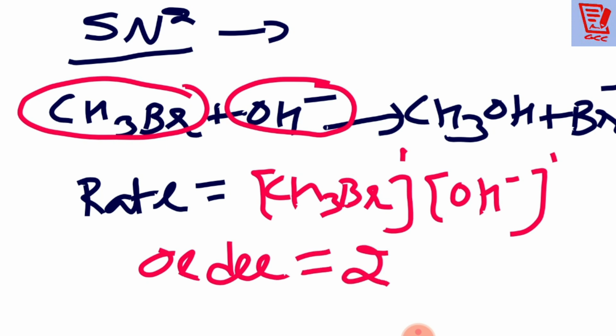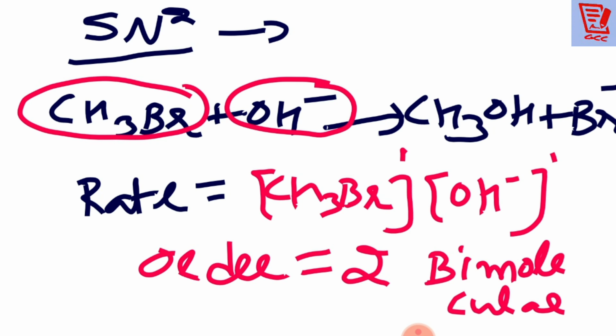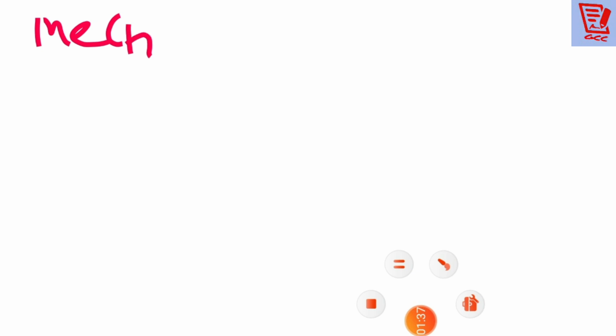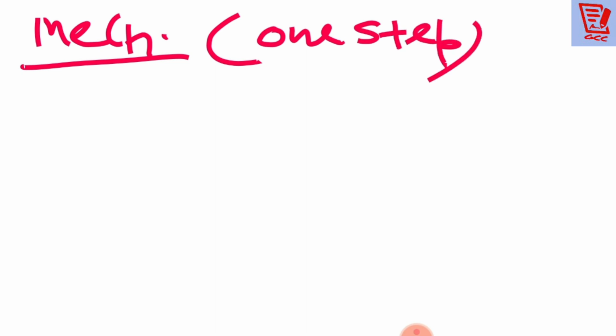Order is 2, that is why it is a bimolecular reaction. What do we call it? Bimolecular. Bimolecular reaction. Is that clear? Okay, now after that we are going to start its mechanism, and I will tell you this mechanism is only one step mechanism. Only and only one step mechanism.